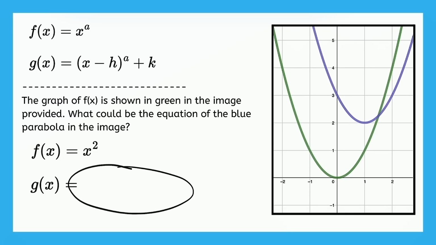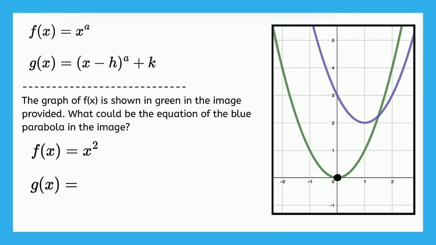In order to do that, we just need to figure out what was the horizontal and vertical movement when we went from this green parabola to this blue parabola. Let's figure out what that shift was. So let's just choose one point on each graph, and then we'll figure out where that point shifted. So we're going to just use the vertex here.